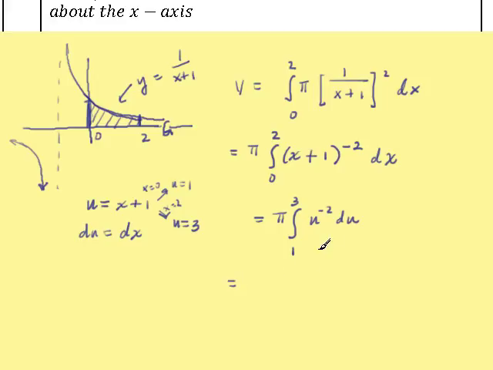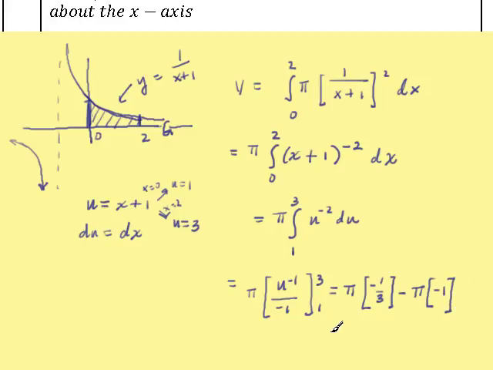All right, so that is add 1, and we have u to the minus 1 over minus 1, power rule, and pi, from 1 to 3. So that is, substitute in 3, and we have minus 1/3. Substitute in 1, and we have minus 1. So we have minus 1/3 pi plus pi. So that comes out to 2/3 pi.